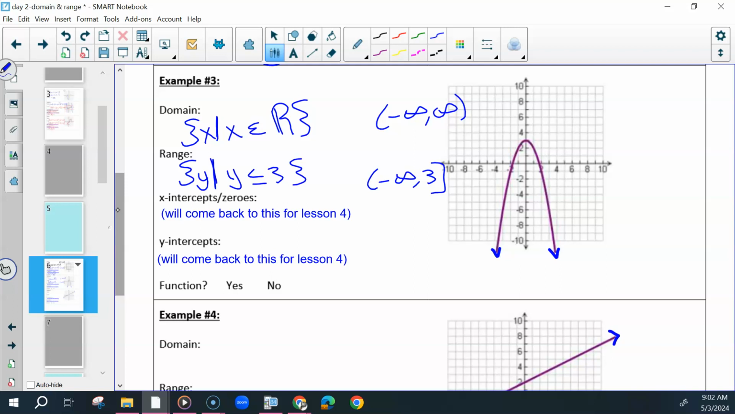What would the x-intercepts be? If yours fall at -2 and 2, you can write that. Mine are a little off, so I'm just going to make one up. And then the y-intercept? 0, 3. Is this a function? Yes. All quadratics are functions unless it's turned on its side, then it is not a quadratic and is not a function.